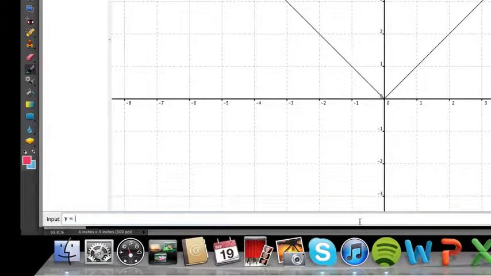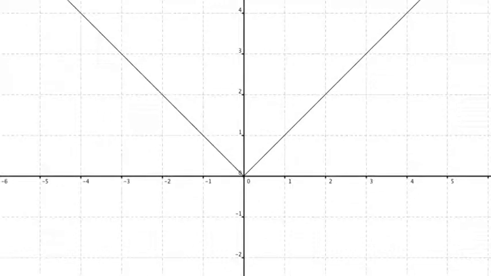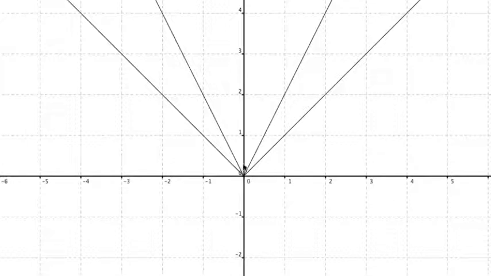So we say y equals 2 times absolute value of x. What I want you to notice is this. If you can see right here, it still has a vertex at the origin, but in this case it's kind of skinny, or vertically stretched from the original.